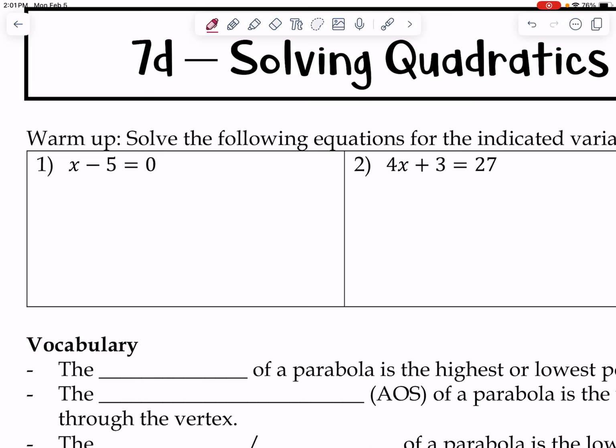If we're solving for x, we need to isolate x. This minus 5, we have to get rid of it by adding 5, because that's the inverse operation of subtraction. Those cancel, leaving us with x equals, and then 0 plus 5 is 5. So our solution to this linear equation would be x equals 5.